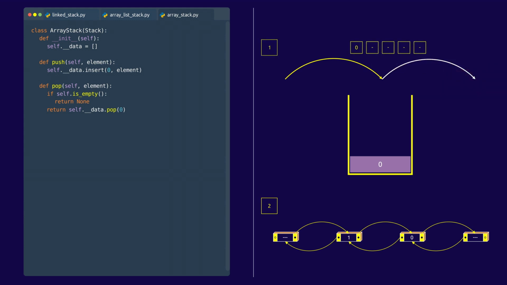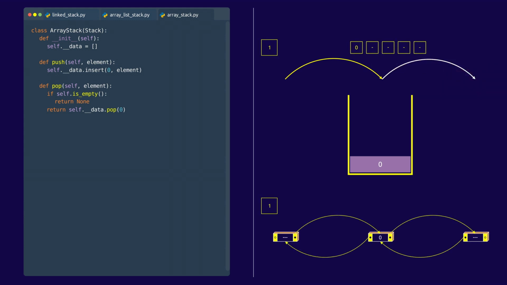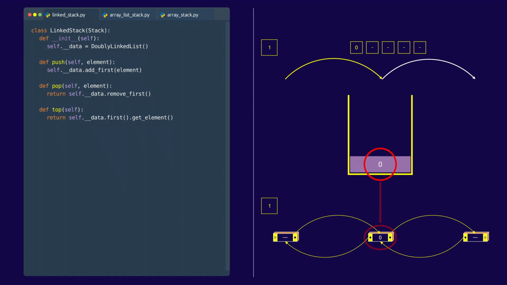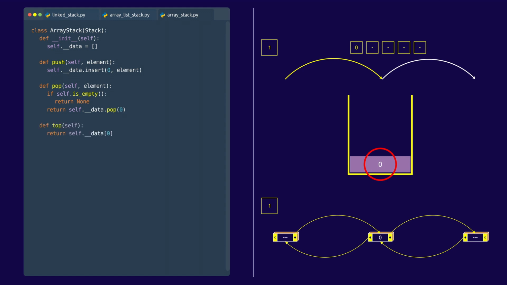The top method takes the first element from the stack without removing it. In the linked stack, we call the first method on the inner object and then getElement to take the value. The array list stack calls the get method and gives it 0 as the argument, and the array stack just accesses the item from the inner list by index 0.